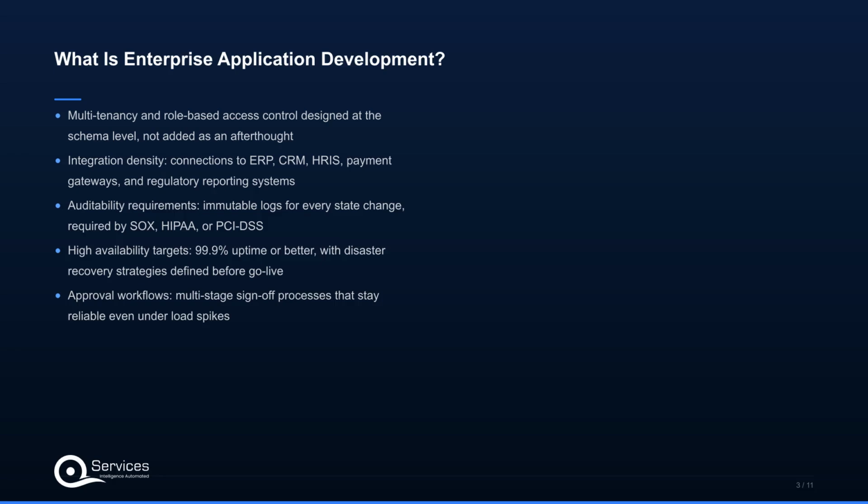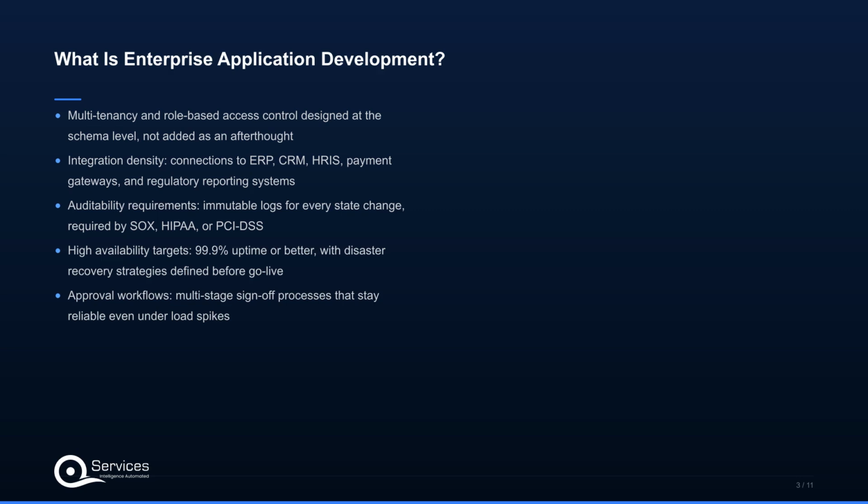Now, let's talk about what is enterprise application development. Enterprise application development is the process of designing, building, and deploying software systems that manage core business operations across departments, user roles, and regulatory domains.